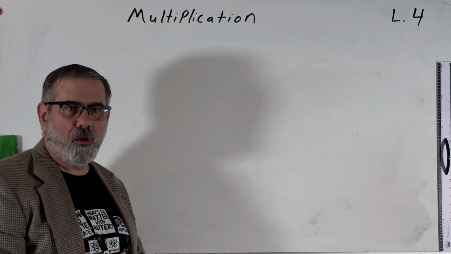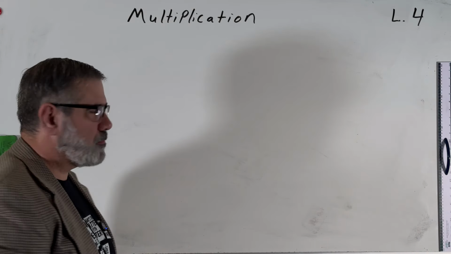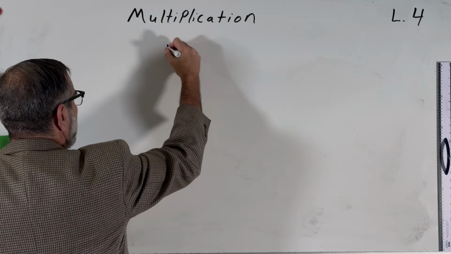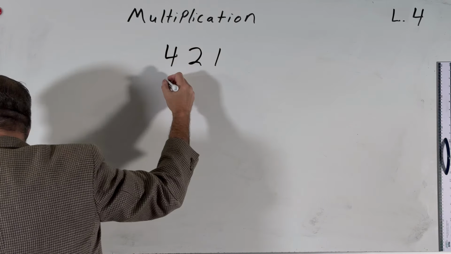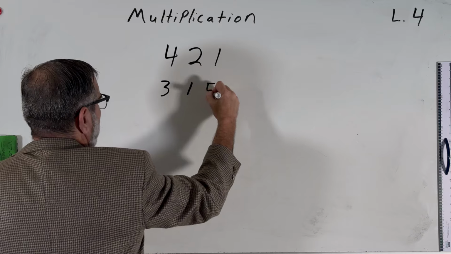All right, the final problem that I want to work is a 3-digit by 3-digit problem. This is a 3 by 3. And we're going to do 421 times 315.